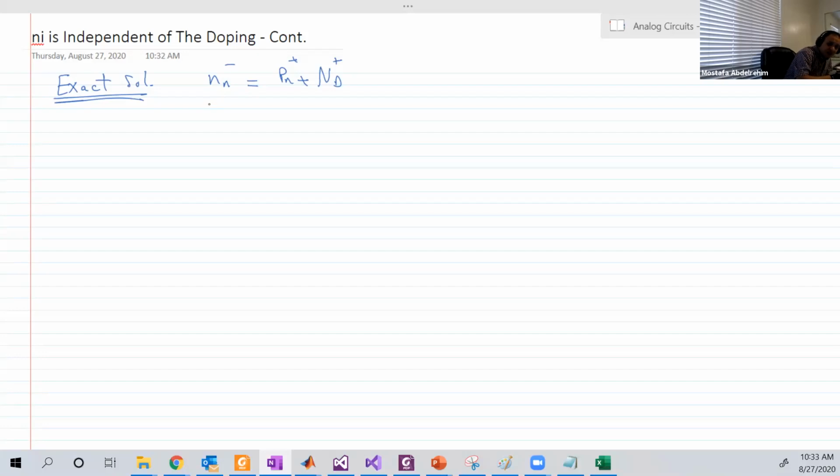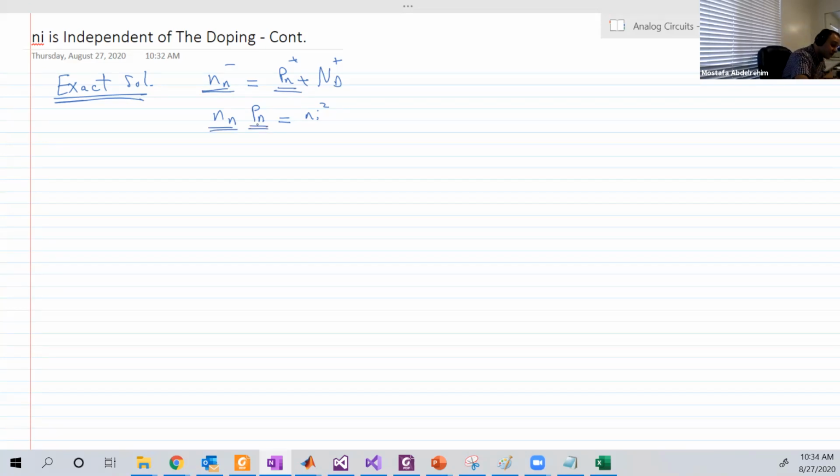What are the second solutions that we took? Nn multiplied by Bn equal to Ni squared. Remember, the unknowns here are Nn and Bn. So we need two equations, right? And these are the two equations. But of course, they are non-linear, so we need to do some combination.